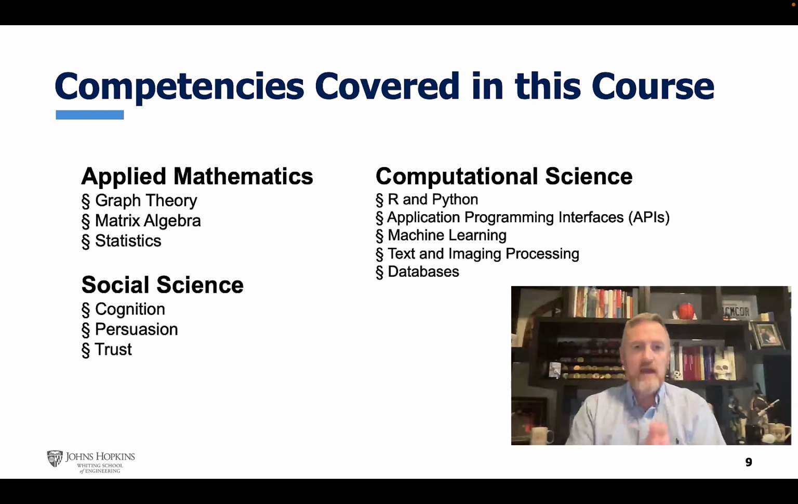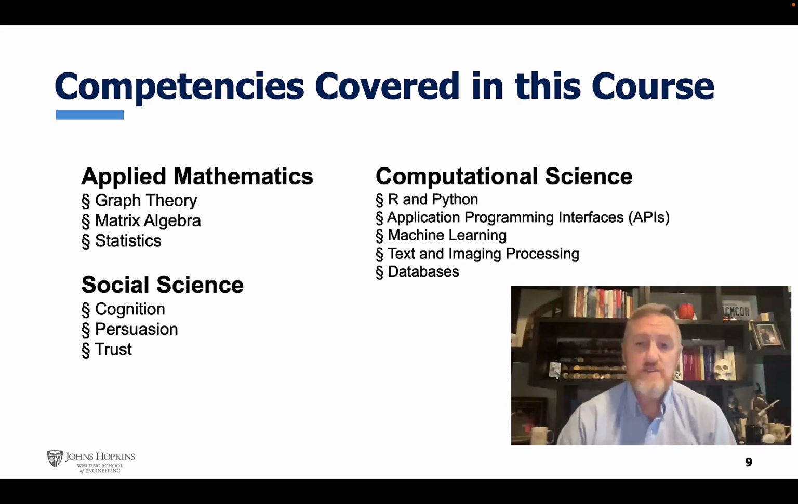Competencies covered. Just going back to these three areas here, for applied math, we are dealing with graph theory, matrix algebra, statistics. I will have primers on the matrix algebra and the graph theory. Hopefully, if you're not comfortable with statistics, you might want to brush up on that a little bit before we get too far into the course. For social science, we're going to be talking about cognition, persuasion, trust. If you've had no social science background before, that's okay. We're covering everything that you need to know here.